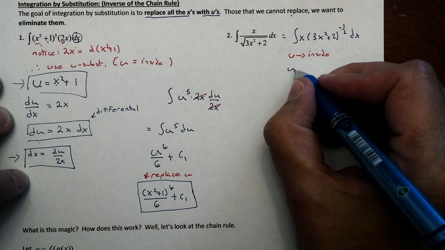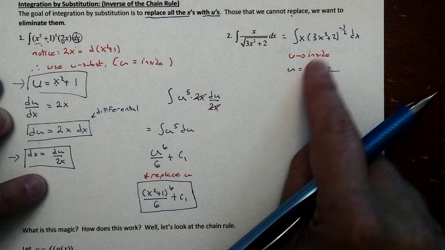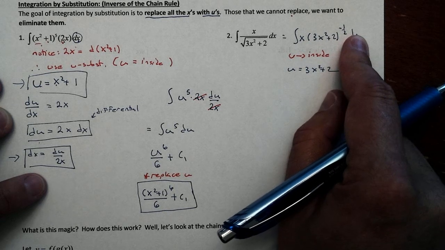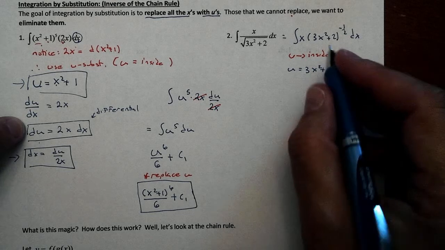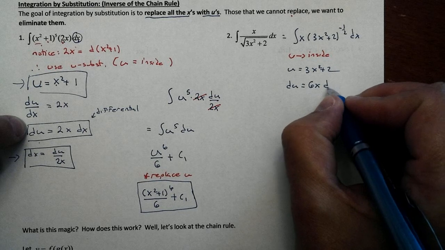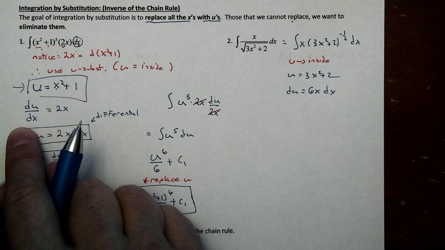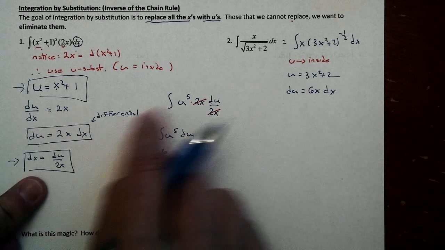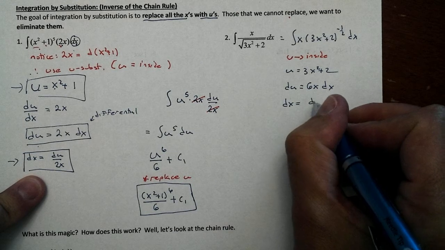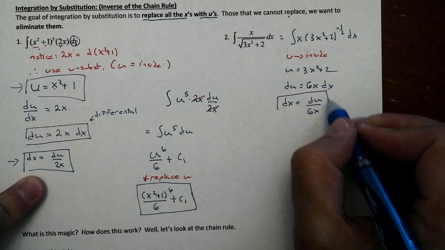So if I let u then be this 3x squared plus 2, now remember that's going to replace this with u. I still have to replace the dx. I'm going to kind of skip a step. If I take the derivative, du, this becomes 6x dx. Now remember, it is really du over dx equals 6x, but we would multiply by dx anyways. I just kind of skipped that step. So dx then would be du over 6x. These are what we want.